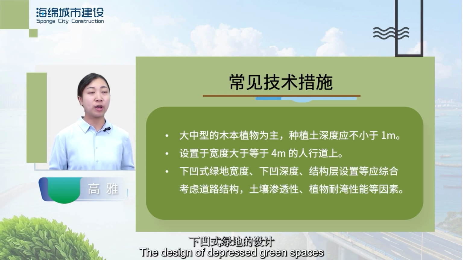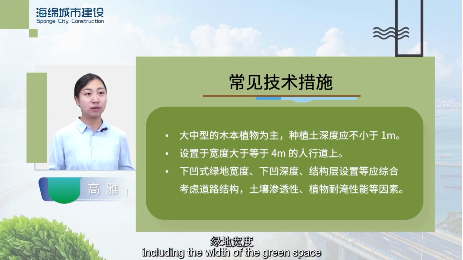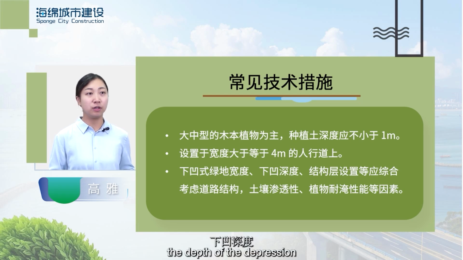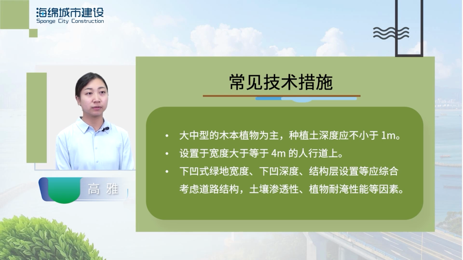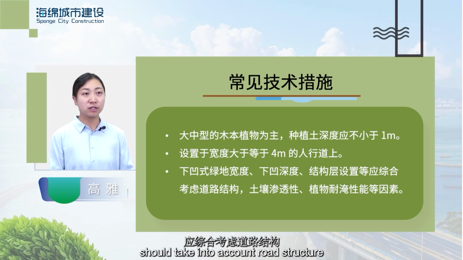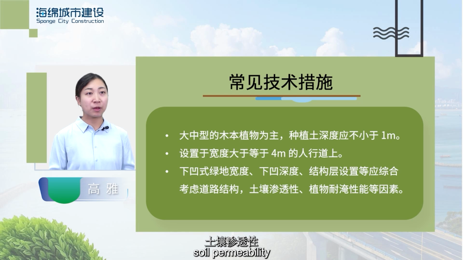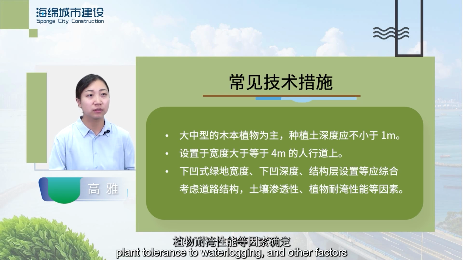The design of depressed green spaces, including the width of the green space, the depth of the depression, and the arrangement of structural layers, should take into account road structure, soil permeability, plant tolerance to waterlogging, and other factors.